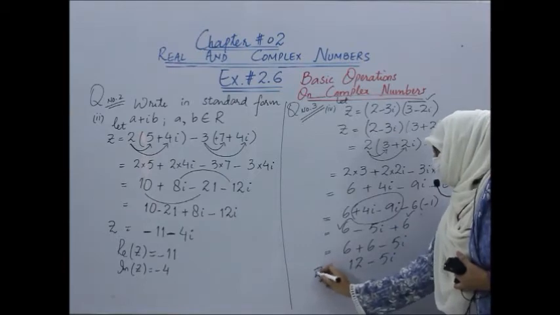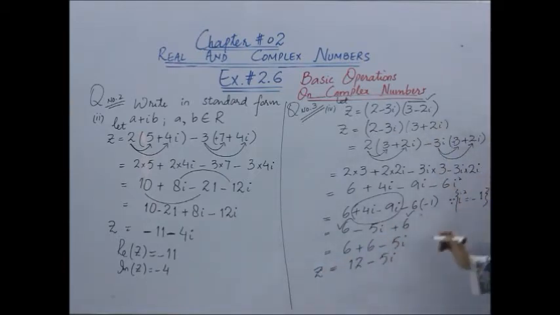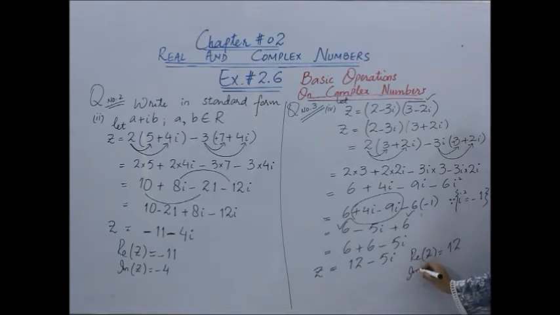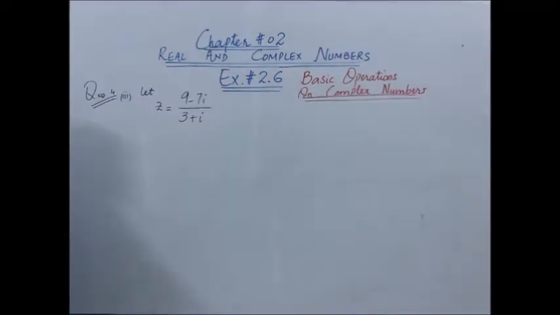So student, here the real part of the given complex number is what? You can conclude that the real part of the given complex number is 12 and the imaginary part of the given complex number is minus 5. I hope the multiplication of the complex number is clear to you. Now you can solve the remaining part of this question by yourself for your practice.